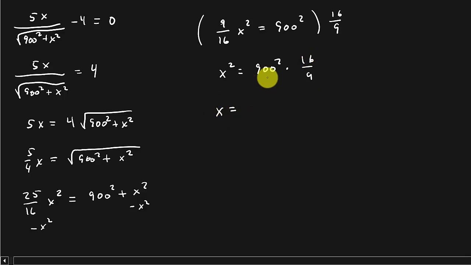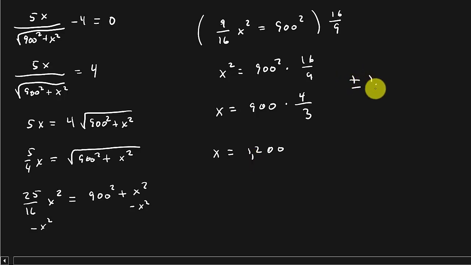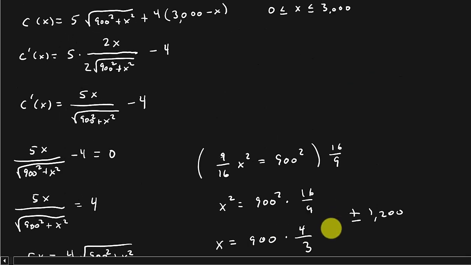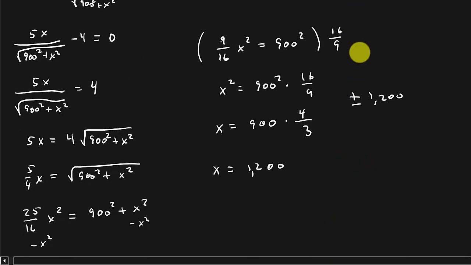So x is equal to the square root of 900 squared, which is 900, times the square root of 16, which is 4, over the square root of 9, which is 3. So x is equal to, is it 1200? I believe. Yep, 1200. Now, keep in mind it is plus or minus 1200, but we know it's not going to be negative because that doesn't fall between 0 and 3000. Just to remind ourselves, x is between 0 and 3000.